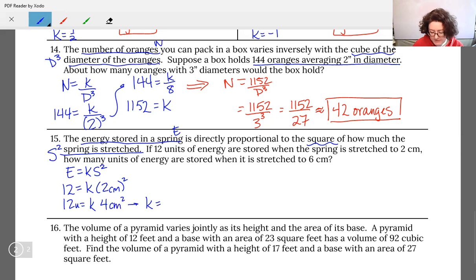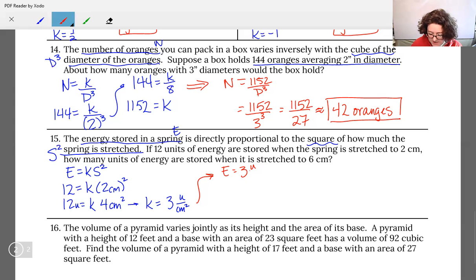We're going to have 12 divided by 4, or 3 units per centimeter squared. So I actually do have units of measure to measure the force on here. Alrighty, substitute that in. So E equals 3 times S squared. And so again, we have that unit of measure in there, and let's see what happens with that.